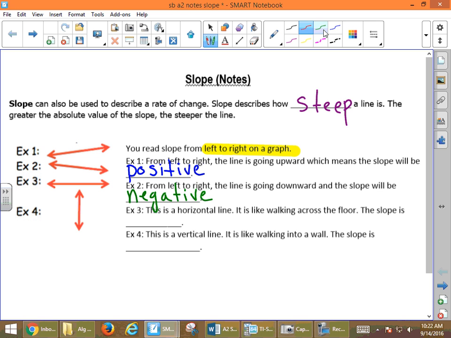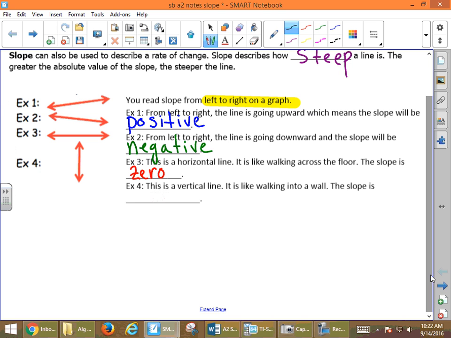Our third example, a horizontal line. Anybody remember what the slope of a horizontal line is? Tiffany? And finally, vertical line. What's the slope of a vertical line? Tiffany? Vertical line. It's like walking into a wall. You can't. So it's unfun.